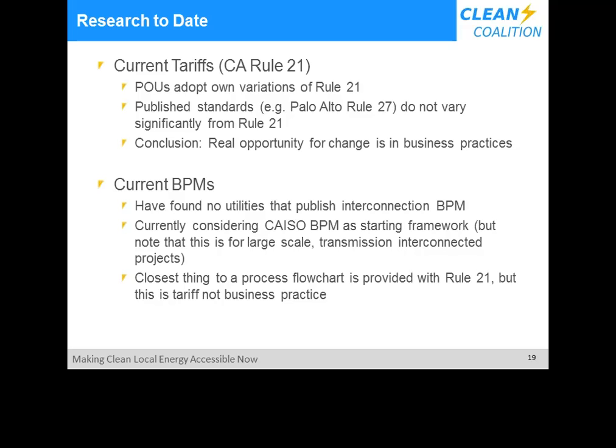So we're considering using the CalISO BPM as a starting framework. But again, this one is really targeted at people who are building large systems, in the tens and hundreds of megawatts, connecting to the high voltage transmission system, not the lower voltage distribution grid. So the closest thing we have to input into a business practice manual is a flow chart that was provided with Rule 21. But again, this is a tariff, and it's not a business practice manual.